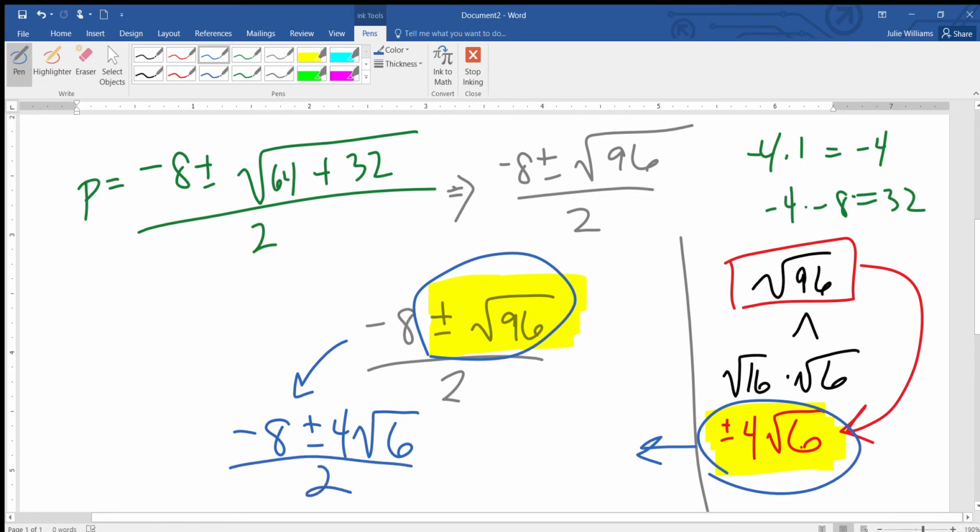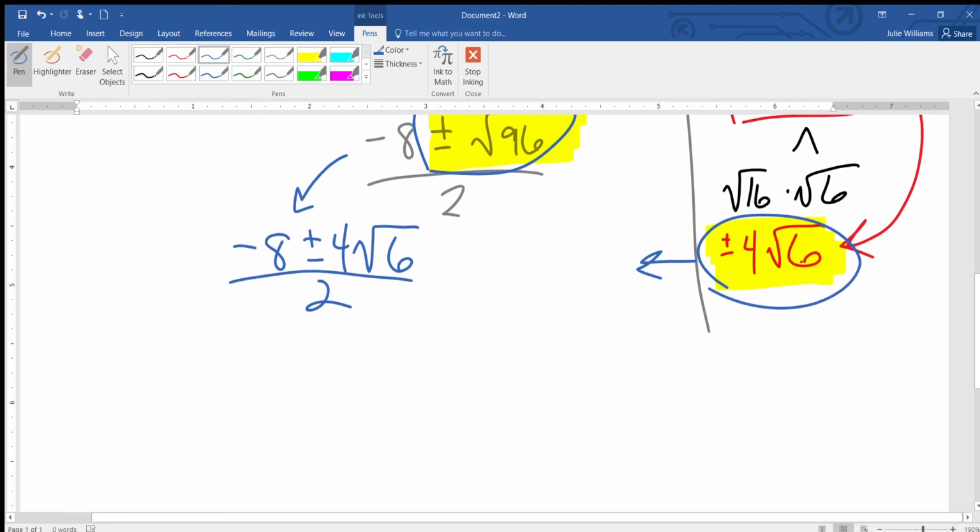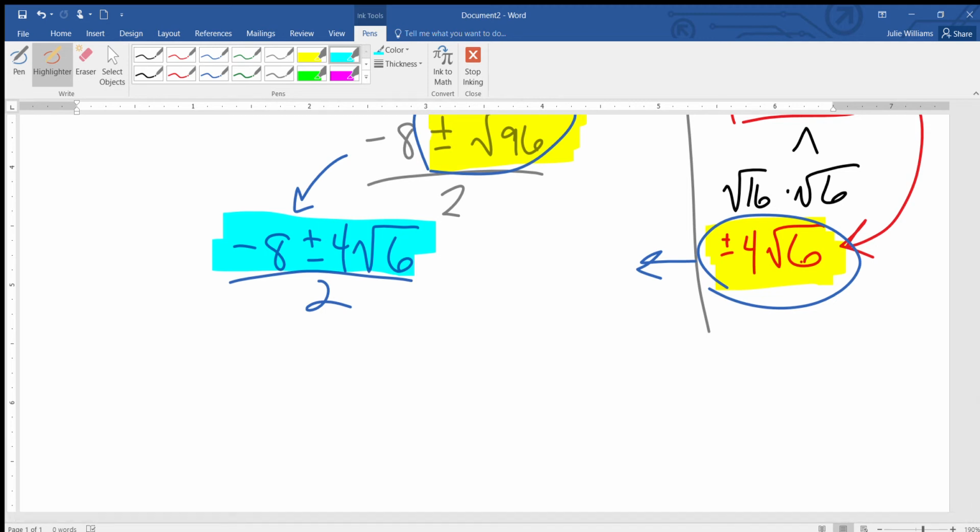That's simple enough, but this next part is where it can get a little bit confusing. Let's look solely at this top expression, the numerator: negative 8 plus or minus 4 times the square root of 6. You can even look at the square root of 6 like a variable. It's like 4 times something. So negative 8 plus or minus 4 times something. You want to look for common factors here. You're looking at negative 8 and 4. The common factor there is 4, so we're going to be factoring out a 4 out of the numerator.